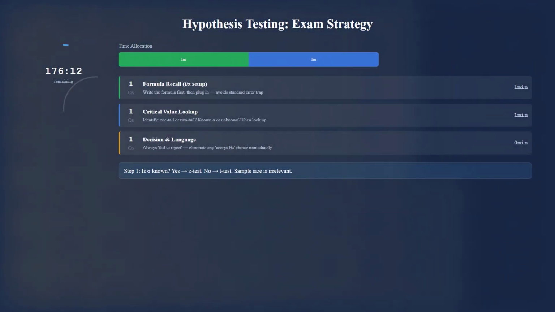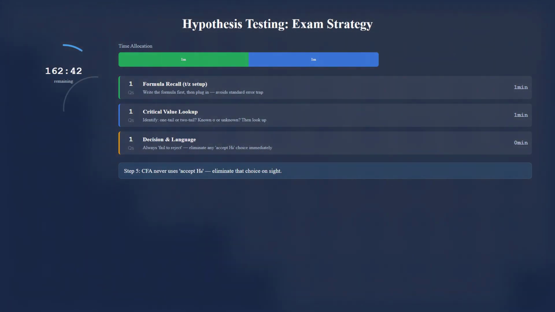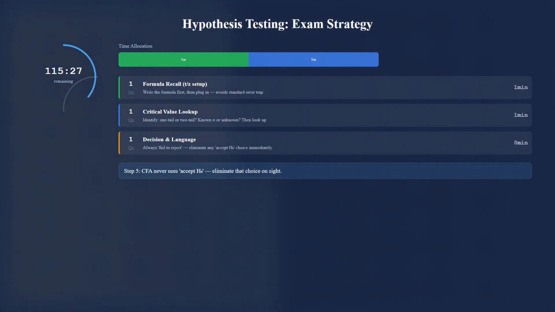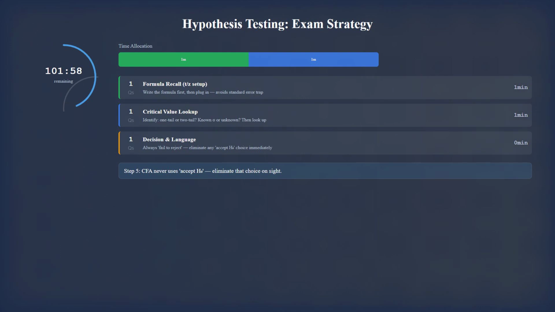Exam strategy for hypothesis testing. This topic is worth approximately 11 to 16 questions across the 180-question exam. You will see at least 2 to 3 hypothesis testing questions requiring calculation. Time allocation: do the 5 steps in writing on your scratch paper. Do not try to shortcut the framework under pressure. The steps are fast when memorized.